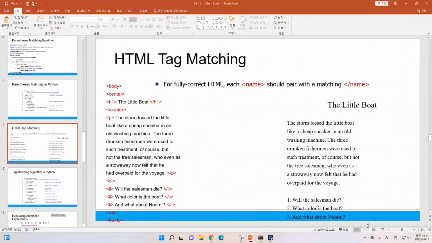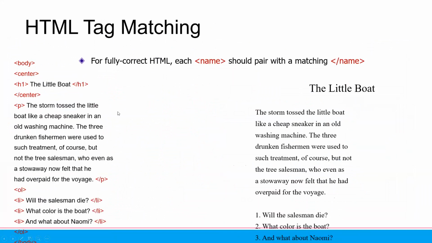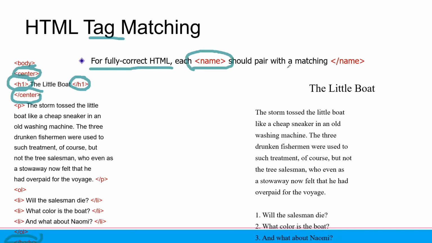The second example is about HTML. If you understand web programming, you will need to understand the tag. When you have a tag, it means there will be an opening tag and there will be a closing tag. So the idea is the same as with parentheses. There should be an opening and a closing. If you have a body tag, there should be a closing body. If you have an h1 tag, there should be a closing h1. If you have center like this, then there should be a closing center. So for fully correct HTML, each of these names should pair with a matching name with a slash.